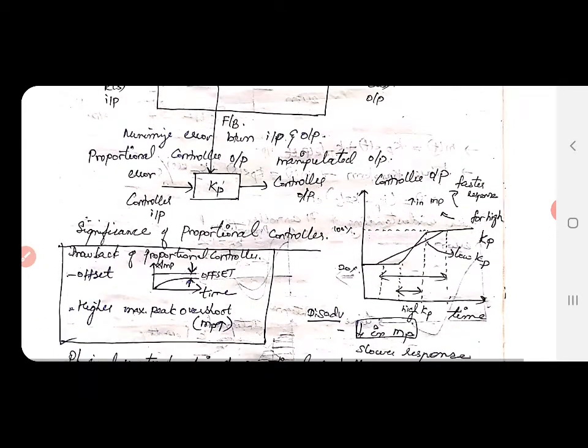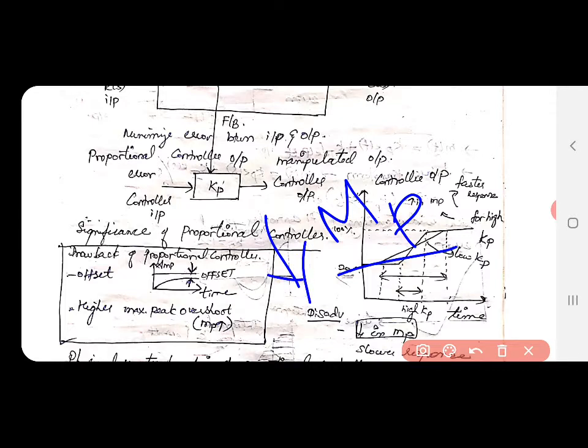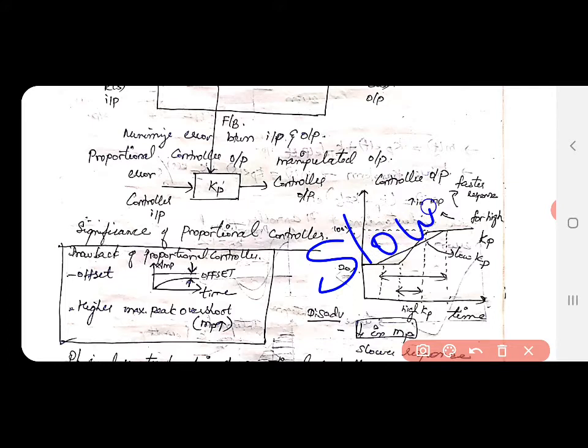Then we can see the drawbacks of a proportional controller. There will be offset error and high maximum peak overshoot. These are the two drawbacks of the proportional controller. And very important, there will be a decrease in maximum peak overshoot, MP being the maximum peak overshoot. And it is a very slow response. The proportional controller has a slow response. These two are the disadvantages of the proportional controller.